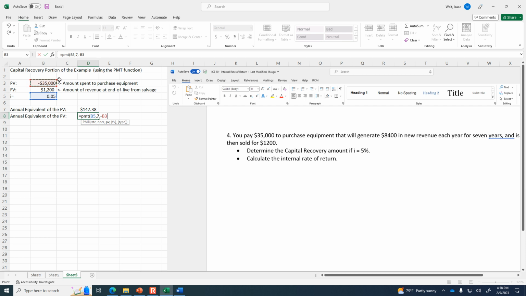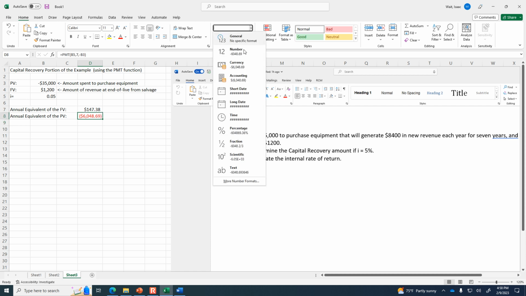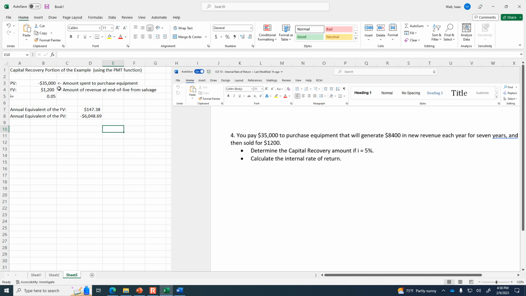What if you already had the minus sign? Well, there's a minus sign here that I know means an outflow. Oh, okay. So if I don't have this, it's going to change an outflow to an inflow. Okay. So what it's saying is a lump sum of $35,000 at time 0 is the same economically as 7 annual payments of, what is it, $6,048?